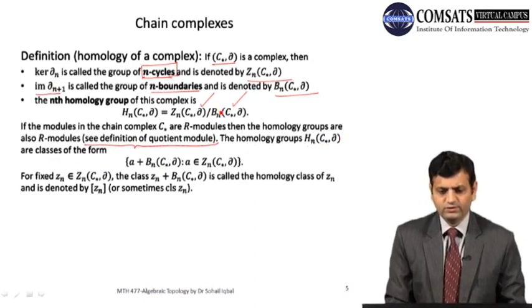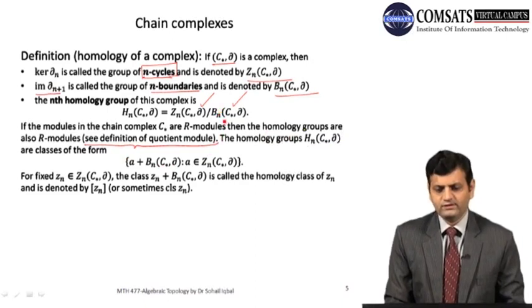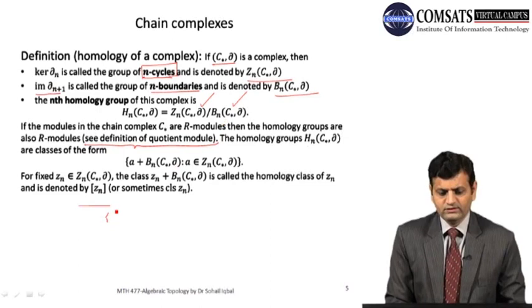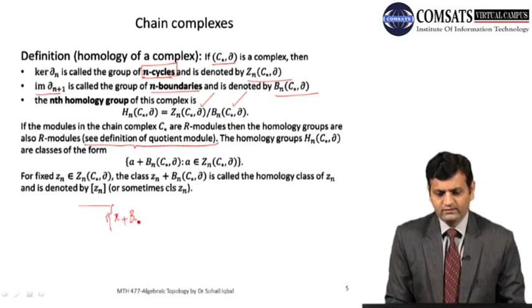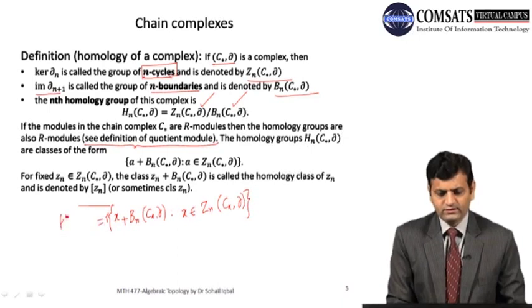Basically we are taking a quotient, and when we were discussing quotient modules, we saw what the elements of this Hn(C star) are. These are the elements of the form x plus Bn(C star, partial), where x are the elements of Zn(C star, partial). So it is basically a quotient module, and its equivalence classes are of this form.